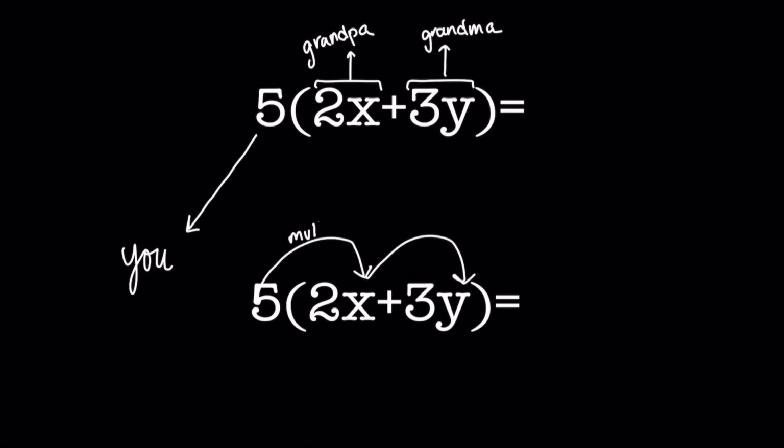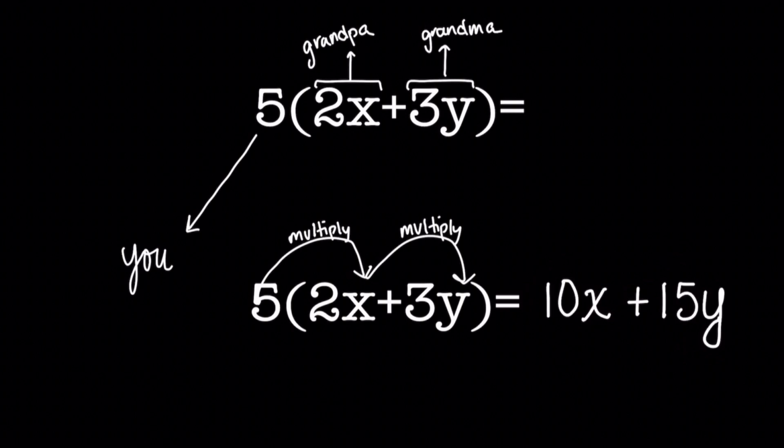So you tell your students that they have to remember that the operation is multiplication, but that if they do 5 times 2x, then do 5 times 3y, they should get the correct answer of 10x plus 15y. And that's the greet all of your elders method.